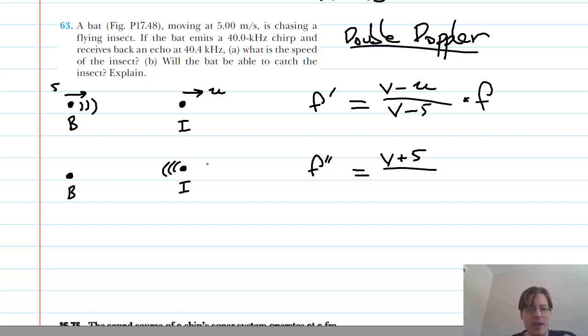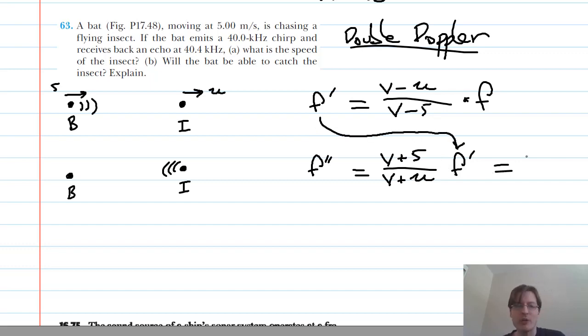These sound waves are being stretched out because the insect's moving to the right while the bat's behind it. So you'd have a longer wavelength, v plus u, in the denominator. The insect picks up frequency f prime, and that's the frequency that gets shifted again by the motion of the bat and the insect. So, in other words, f double prime is really a double Doppler because there are two Doppler factors. I have to plug in this f prime right here to get the full expression for the Doppler shift.